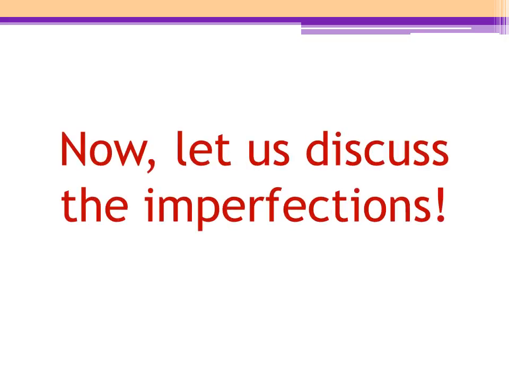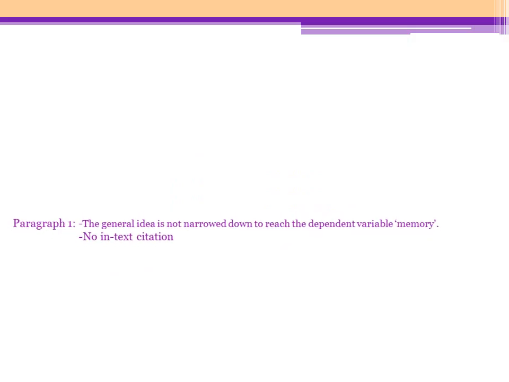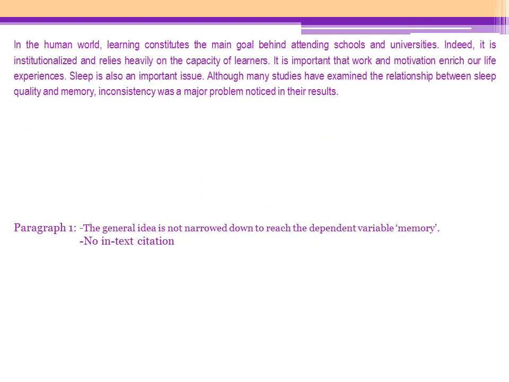Were you able to spot the mistakes? Now let's discuss the imperfections. The problem with paragraph 1 is that the general idea is not narrowed down to reach the dependent variable, memory. The second problem in paragraph 1 is that there is no in-text citation.